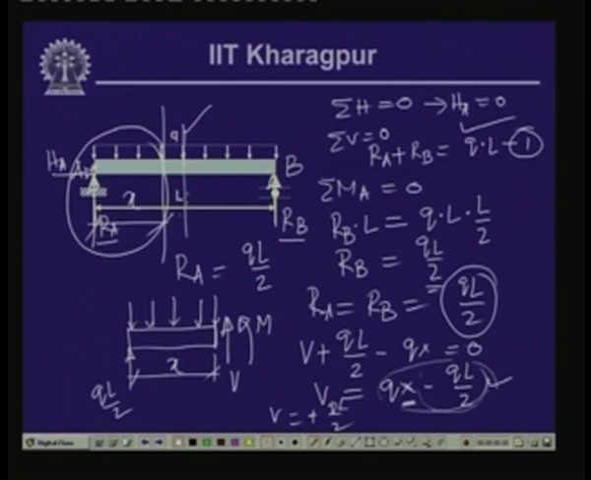If we take the center over here as this particular point, then at the point x equal to 0 we have a value of ordinate as minus QL by 2, at L by 2 we have a value of ordinate as 0, at L we have a value of ordinate as QL by 2. So, if we join these three linearly, since it is varying linearly with x, we get the shear force diagram.